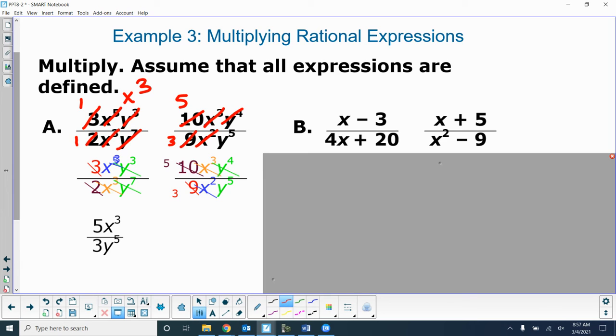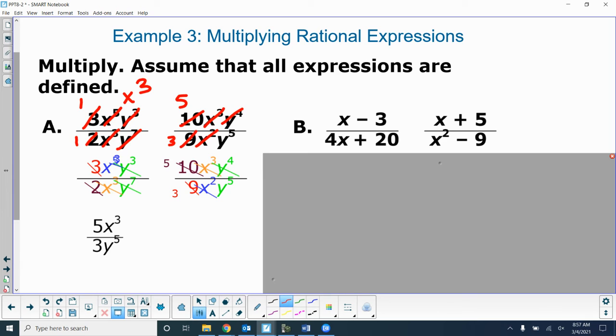What do you mean, 2? I did. 3 goes into 3 once, and 3 goes into 9 3 times. 2 goes into 2 once, 2 goes into 10 5. So 1 times 5 is the 5, and 1 times 3 is the 3. Does that answer your question? Okay. Any other questions on that one?